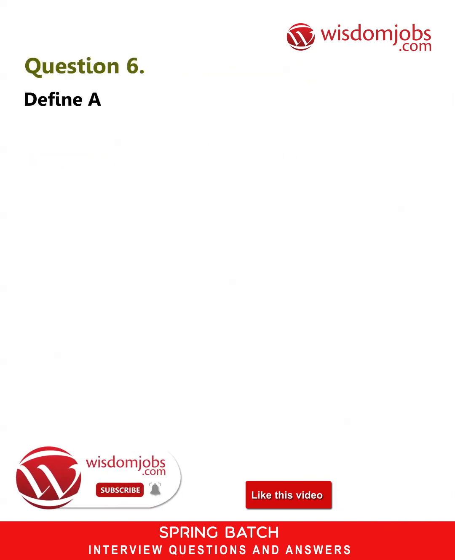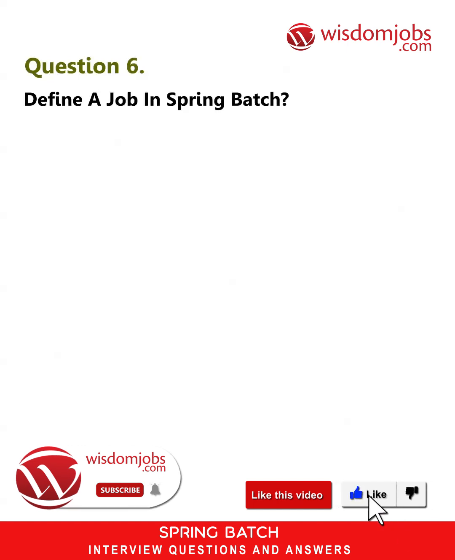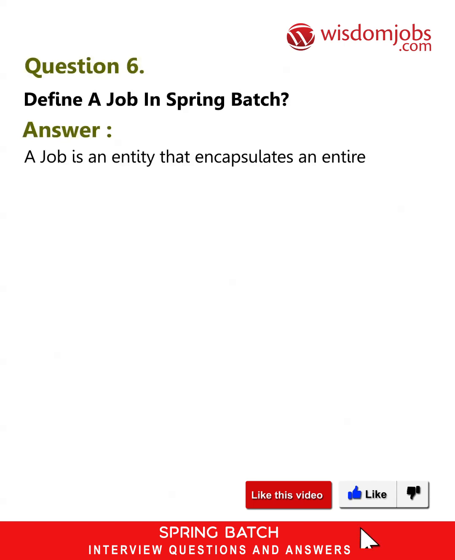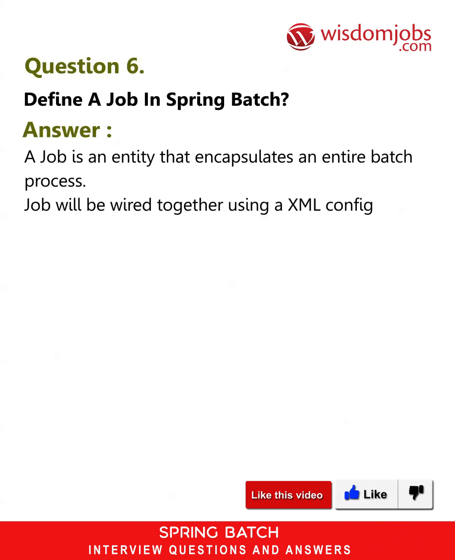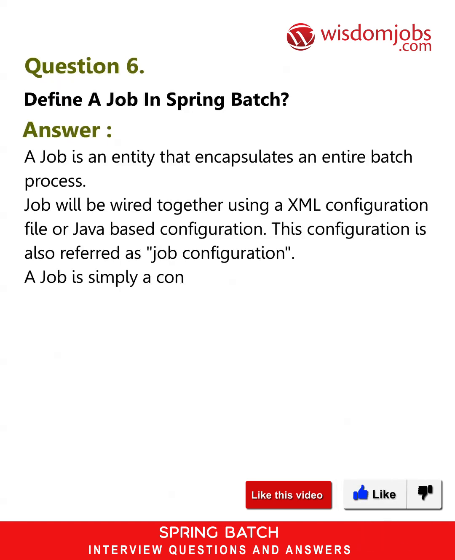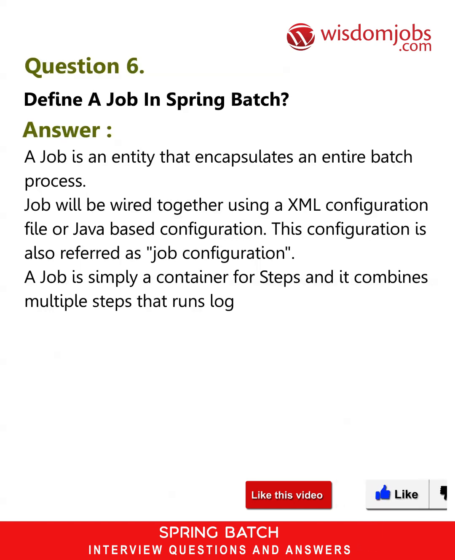Question 6. Define a job in Spring Batch. Answer. A job is an entity that encapsulates an entire batch process. Job will be wired together using an XML configuration file or Java-based configuration. This configuration is also referred to as job configuration. A job is simply a container for steps, and it combines multiple steps that run logically together in a flow.